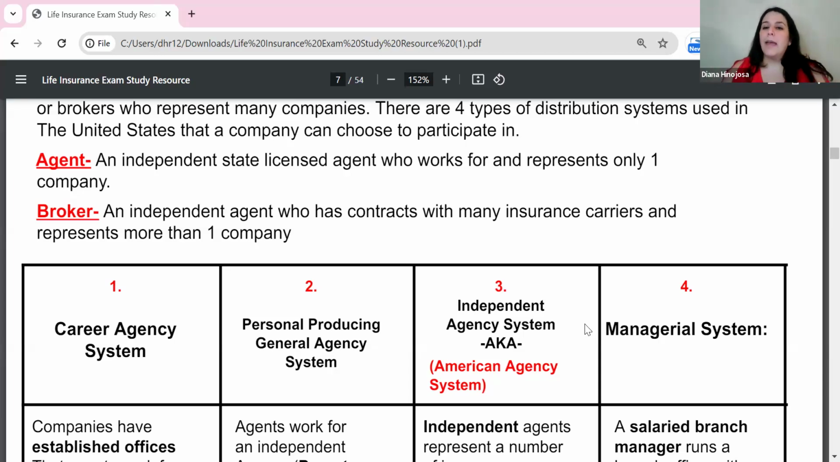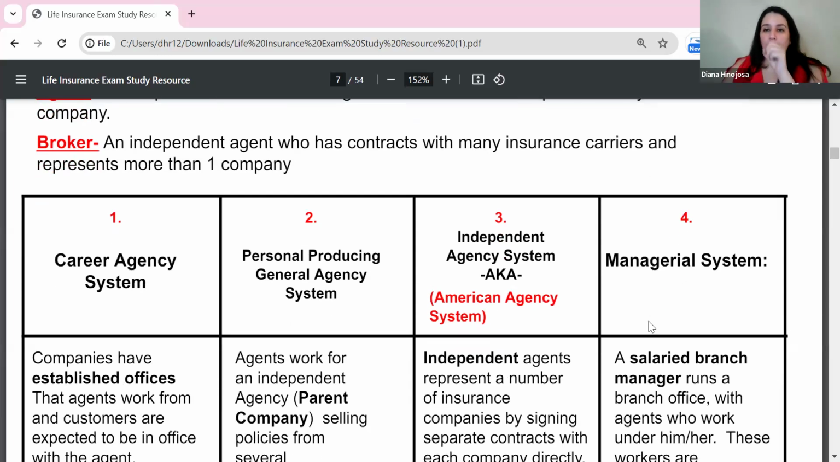System 4 is different, the managerial system, in that here you do not need your insurance license. Here, these are mostly your banks. So think of your Wells Fargo, your Chase, whatever bank you want to think about. You go to the bank and you're going to do your bank transactions, but then you're like, hey, the bank also sells insurance. They sell car insurance, house insurance, whatever, right? So those individuals who work at the bank, your tellers and people who are not in the more specialized positions, they do not need to go get their insurance license.